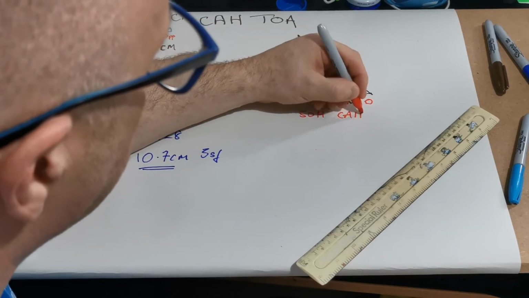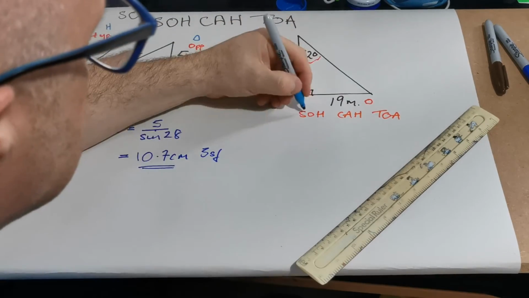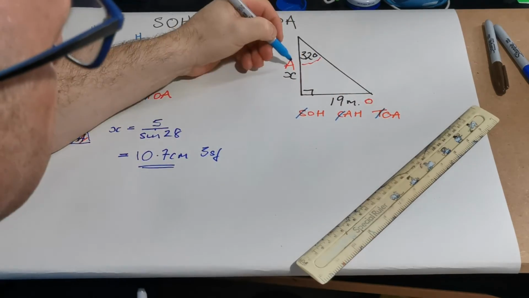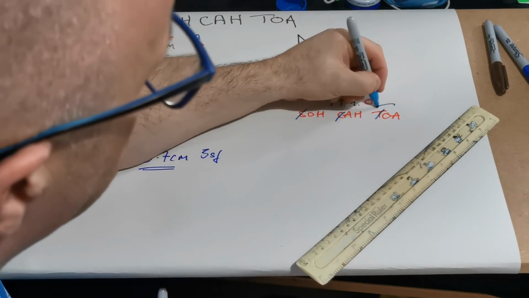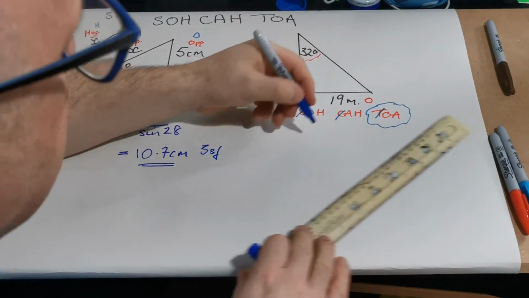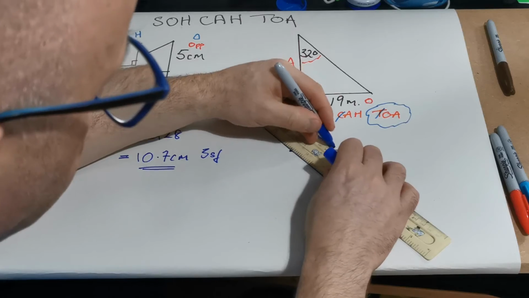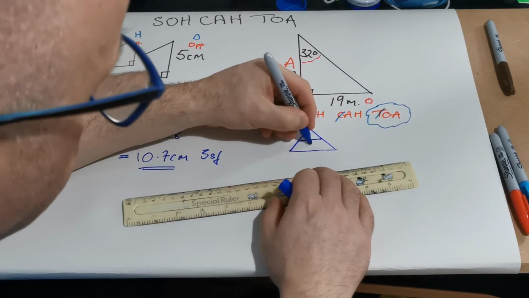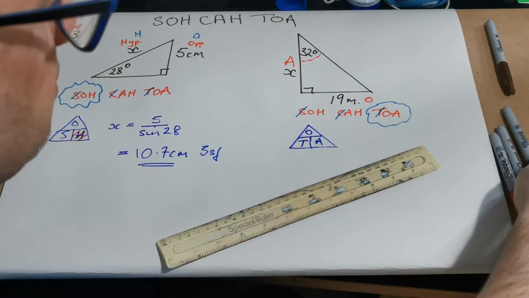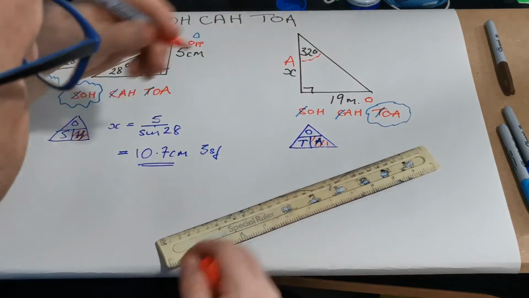SOHCAHTOA. I'm ignoring the first letter, and then I can see I've got an O and an A. The H isn't involved at all, so it's this one I'm going to use. I'm going to draw my algebra triangle with the middle letter on the top. The question is to find the adjacent, so I'm going to cover over the adjacent.